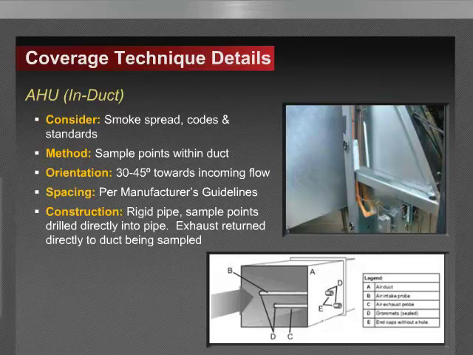It's important, again, that the orientation of sample holes should face 30 to 45 degrees towards the incoming airflow, and where the HVAC returns are ducted and have multiple intakes, the sampling pipe may be installed in the ducts at the first common point where the duct serves the entire protected area as a means of efficiency.